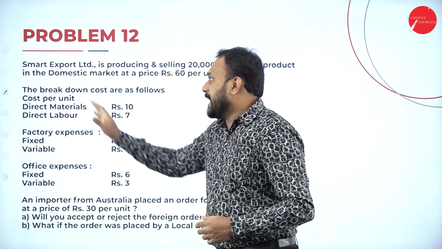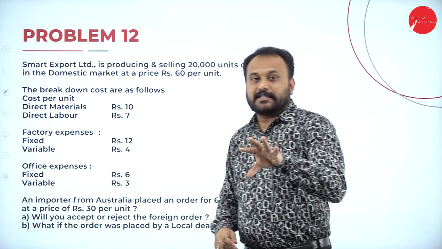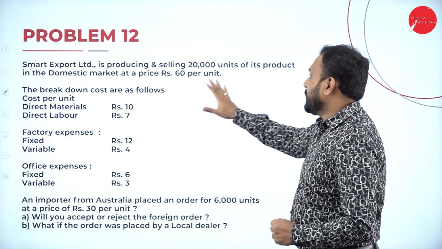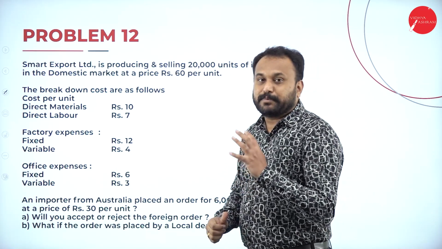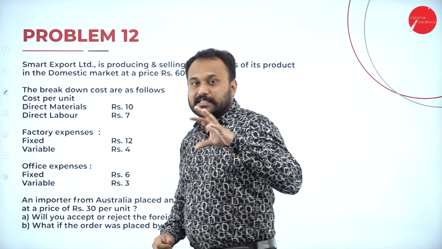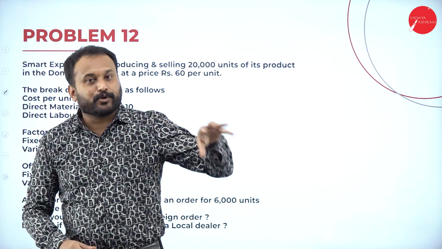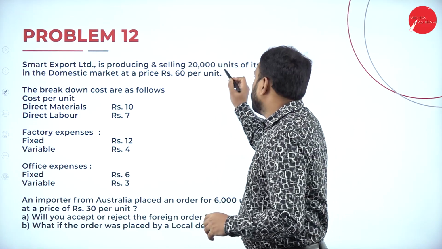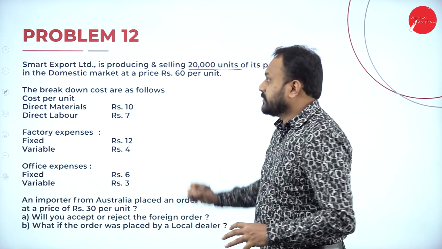We have Smart Export Limited. There is a company called Smart Export Limited, which is producing and selling 20,000 units of its product. That means they are selling as well as they are producing. And how much are they selling? That is 20,000 units. So we'll mark the figures, 20,000 units.